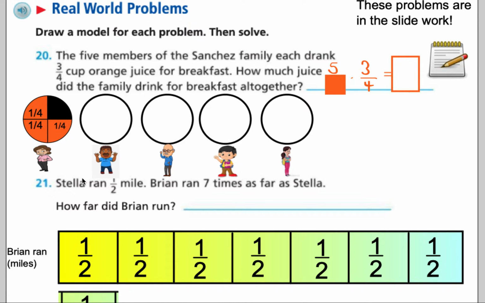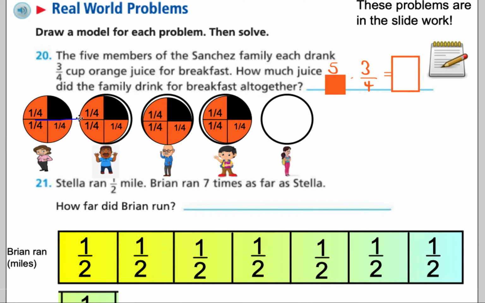That's 5. So if we were to multiply by 5, each of the 5 people in that home, in the Sanchez family, gets to have 3/4. So how can we change the 5 for mom, dad, grandpa, son, and daughter into a fraction? Do you remember? Yeah, we can just put it over 1. Boop. So now we have 5 over 1 multiplied by 3/4.